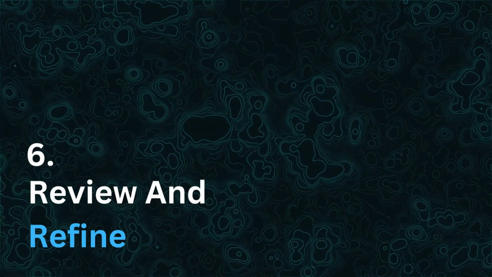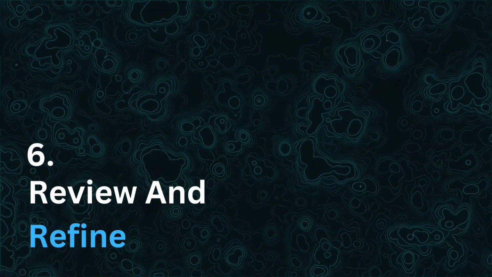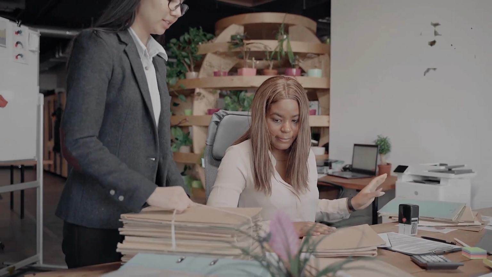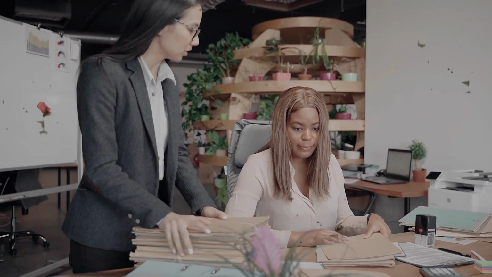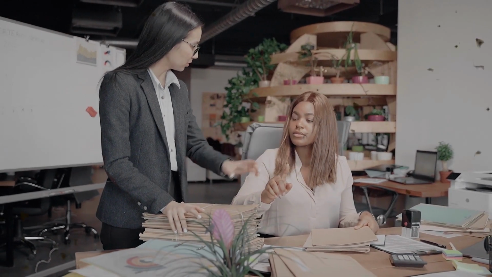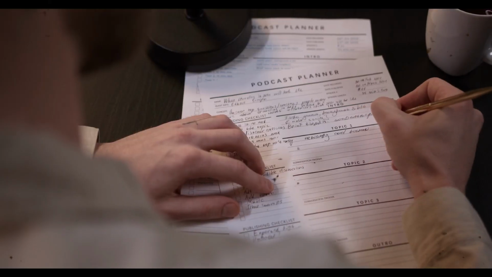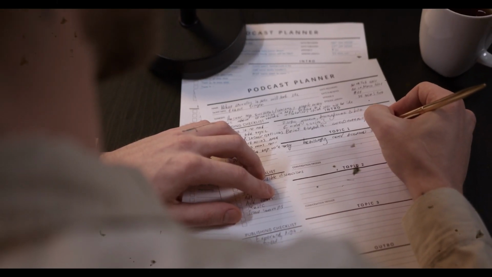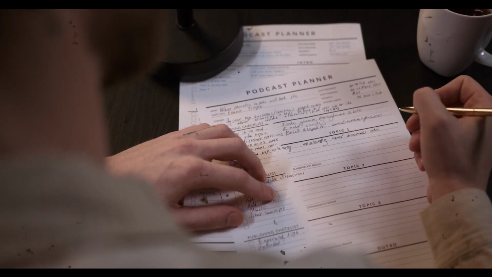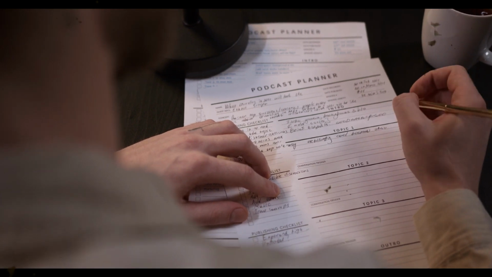Step 6. Review and refine. Creating a life schedule is not a one-time task. It's important to regularly review and refine your schedule to ensure its effectiveness and alignment with your evolving needs and goals. This step allows you to make necessary adjustments and optimize your schedule for optimal productivity and well-being.